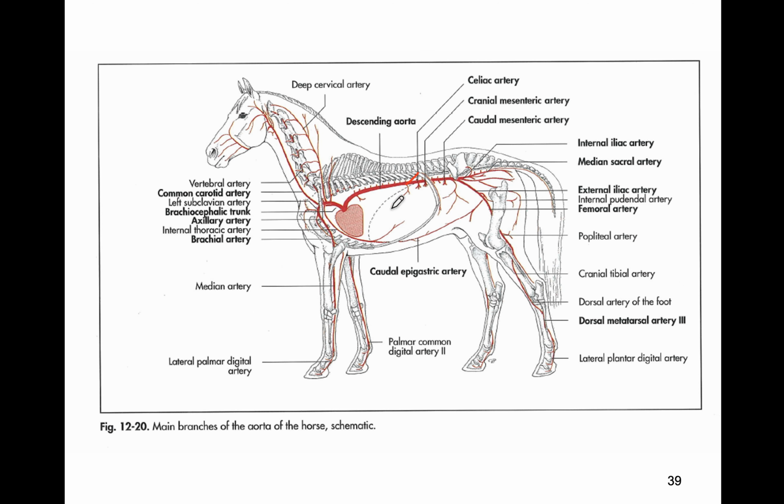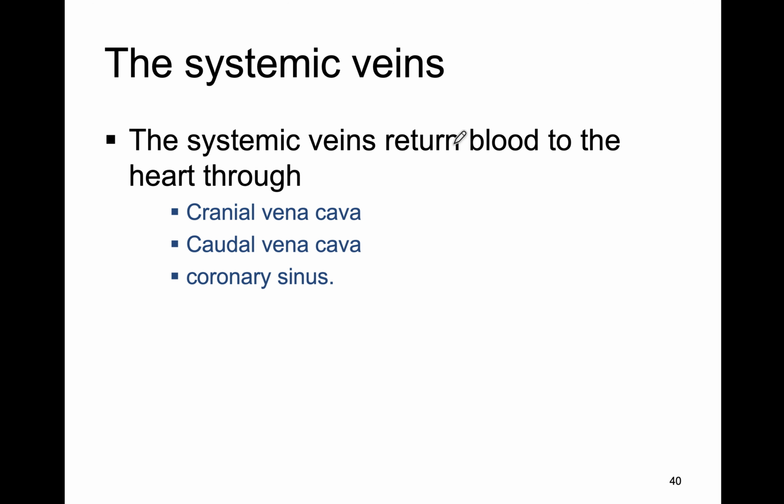So this is the diaphragm. So this one here is the thoracic, whereas the one we have here is the abdominal aorta. For the veins, the blood returns to the heart through two veins. We have the cranial vena cava and we have the caudal vena cava. The blood returns from the head and the forelimb region through the cranial vena cava, and the blood returns from the thorax, abdomen, and the hind limb through the caudal vena cava. So the caudal vena cava is much larger than the cranial vena cava.